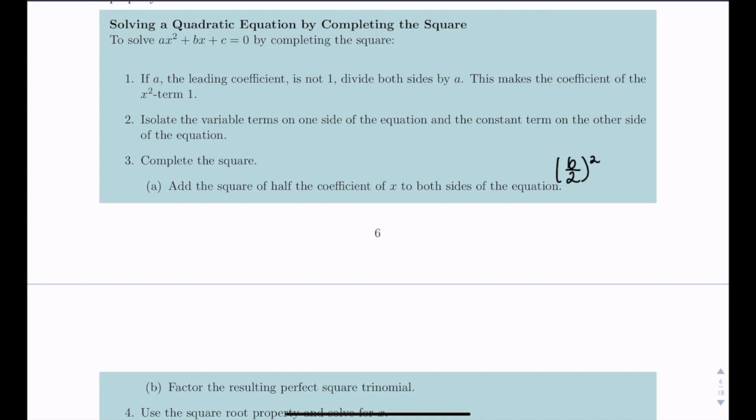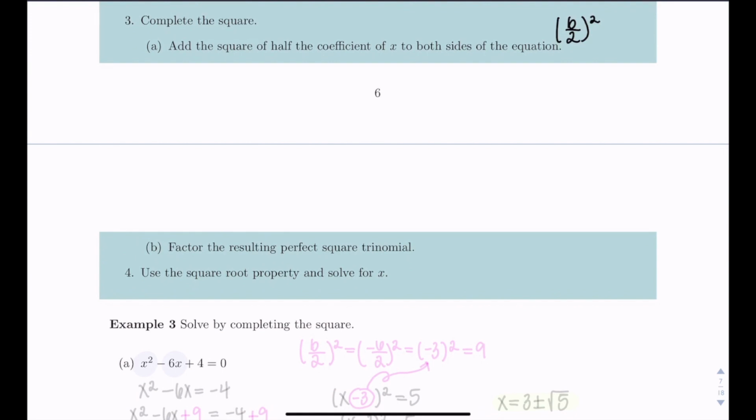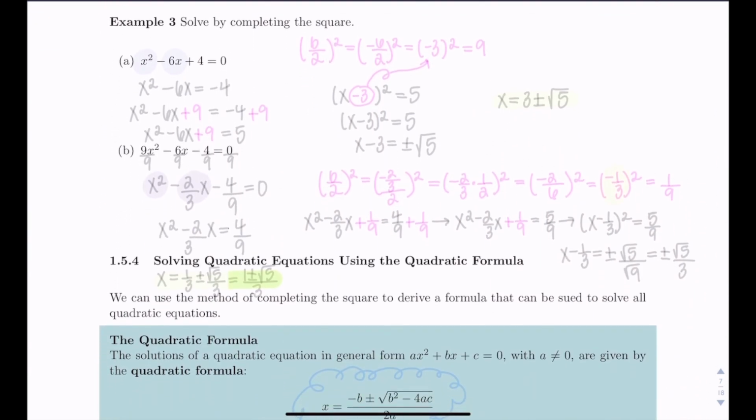And then factor the resulting perfect square trinomial. Then you'll use the square root property and solve for x. So let's go ahead and try this with example 3a. Solve by completing the square. First, we always want to make sure that the x squared term has a coefficient of 1, which in this case it does, so we're good to move on.